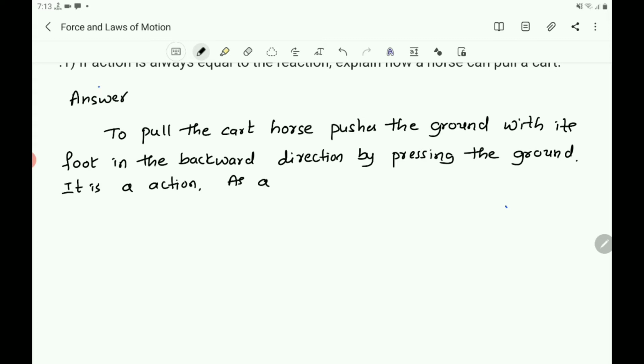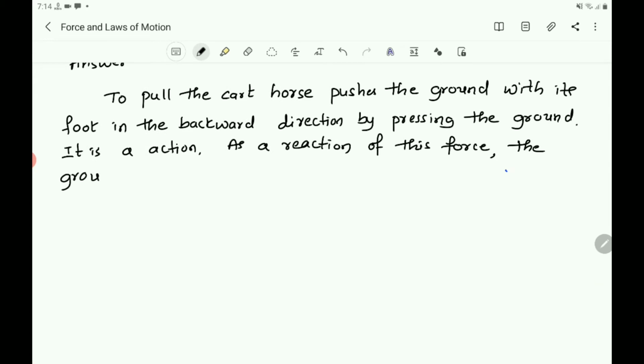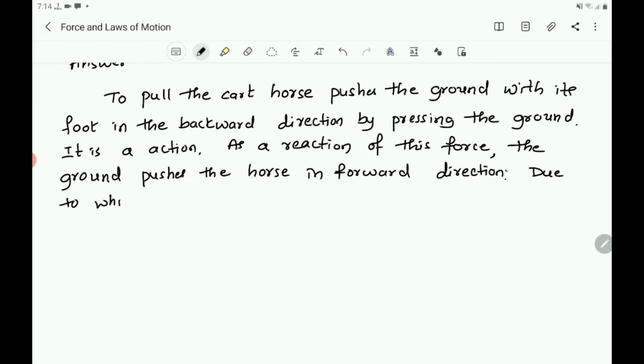As a reaction of this force, the ground pushes the horse in the forward direction. Due to which the horse pulls the cart.